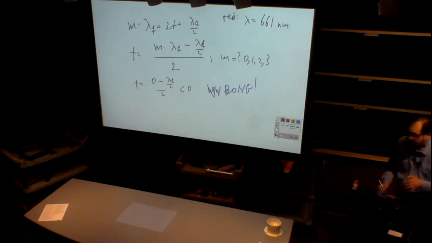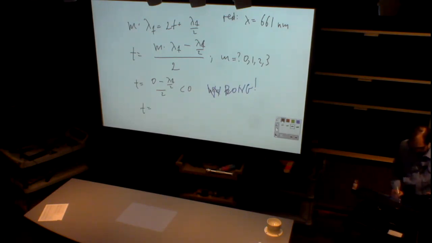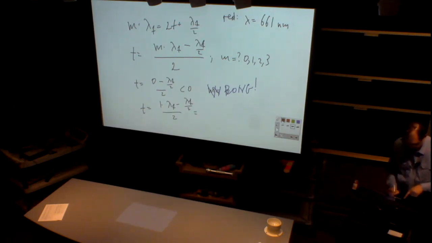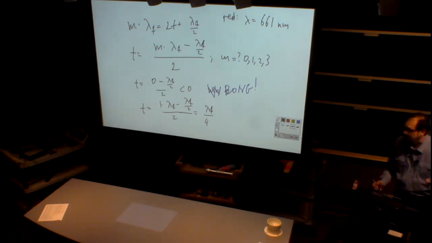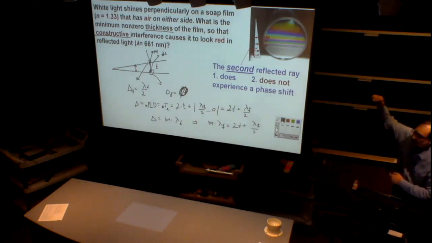What do we do? We try the next one. T equals 1 times wavelength minus half of a wavelength, divided by 2. So this gives me wavelength over 4. A good number, a positive number. And that's the first value for the thickness which satisfies this condition, and there will be the next. Technically, m equals 2, m equals 3 are also correct. That is why we see several lines with the red light. Red, again red, again red, again red.